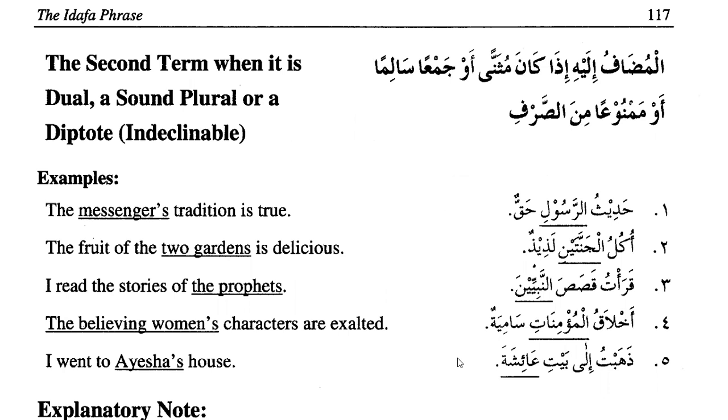Sir, the mudaf ilayhi takes al and it takes either kasra, or the genitive form of the musanna or dual, or the -atin form of the feminine plural. So here you know that mudaf ilayhi is majrur. The diptote will take fatha always. So we will use the majrur form of musanna and jam' and mamnu' minas sarf.